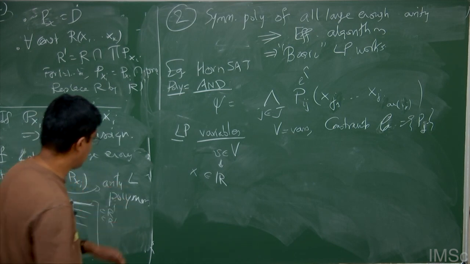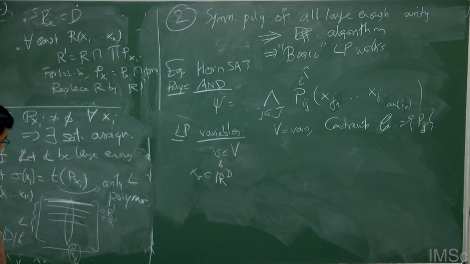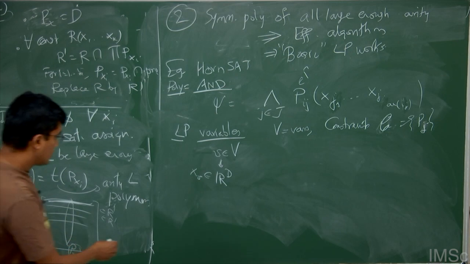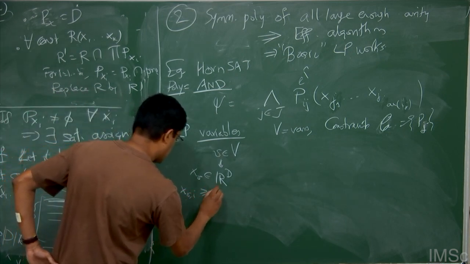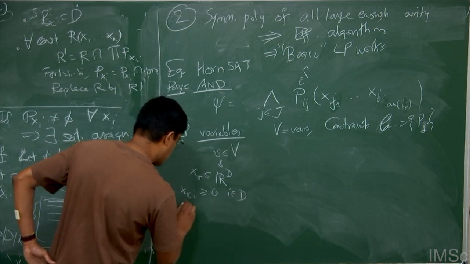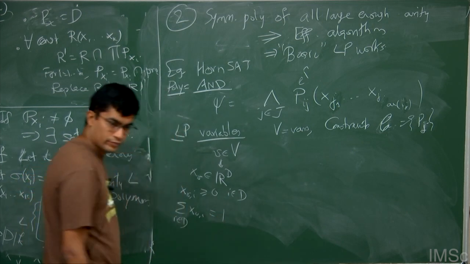Yeah, it's okay. We'll make it up. So it's not so bad. So I'll have a vector like this, where x_{v,i} ≥ 0 for all i in D, and the summation of x_{v,i} over i in D is 1.